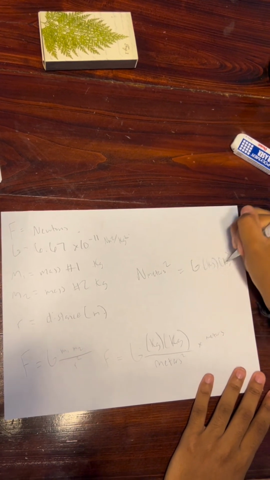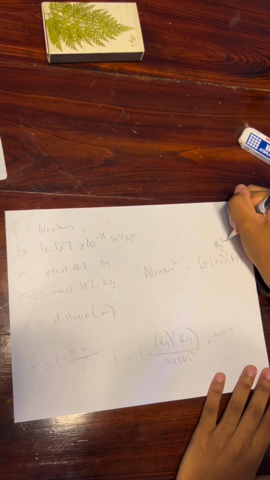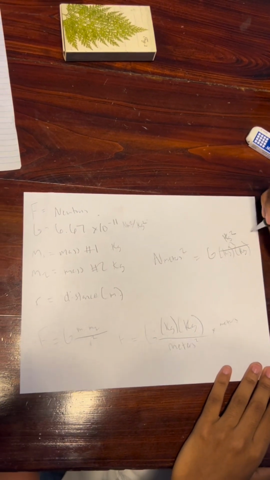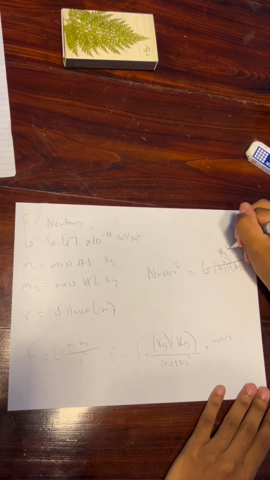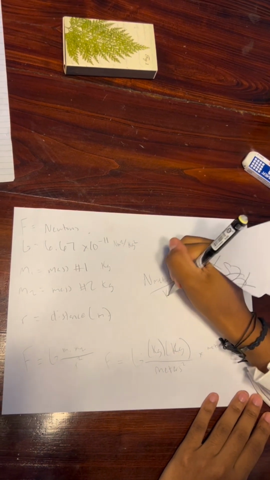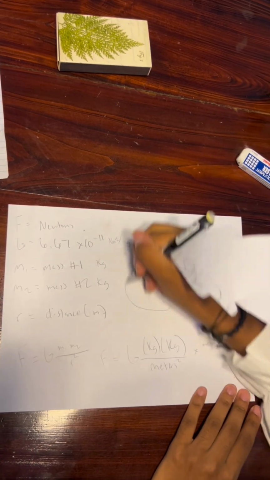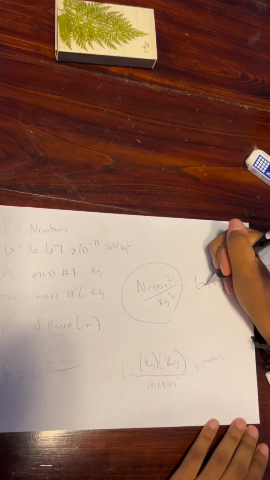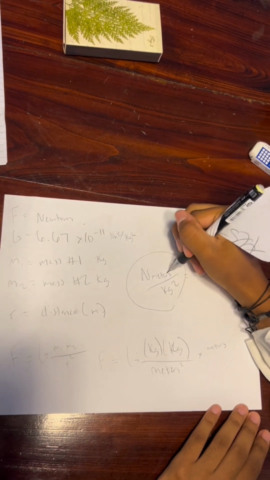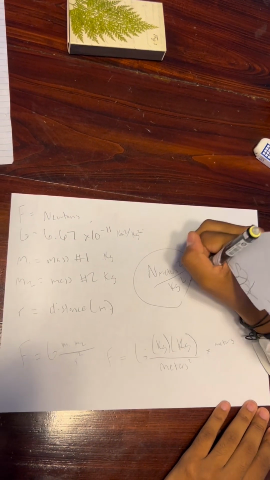And these two kilograms are technically just kilograms squared. Okay, so we can erase that. But G is being multiplied by kilograms squared, so that means we need to divide this by kilograms squared. And that is where our units for the gravitational constant come from. Newtons times meters squared divided by kilograms squared.